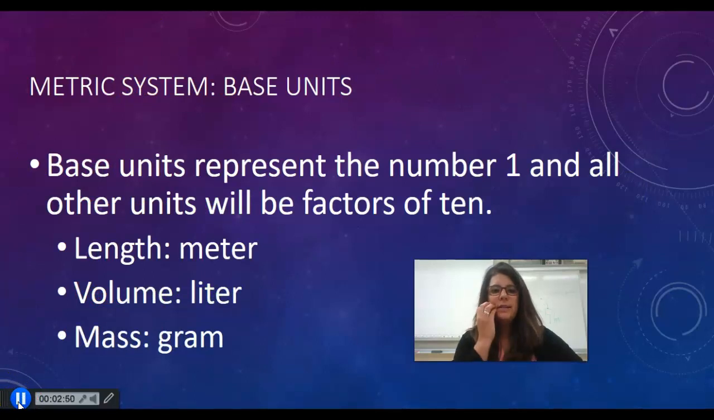The metric unit consists of a base unit, and that unit is based on what we actually measure, and it represents the number 1. All other factors along the metric scale are going to be factors of 10. The base unit when we're talking about measuring length is meters. The base unit when we talk about measuring volume, or how much something is in a given space, is liters. And in terms of measuring mass or weight, that would be grams. So what you're measuring will determine what base unit of 1 you will use.